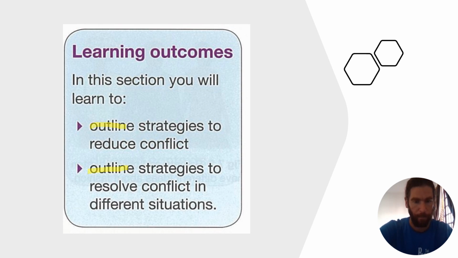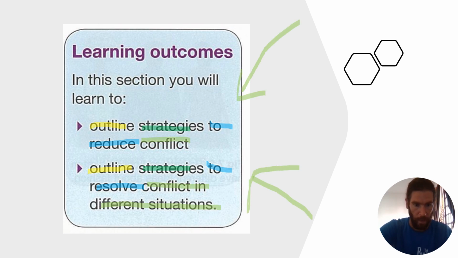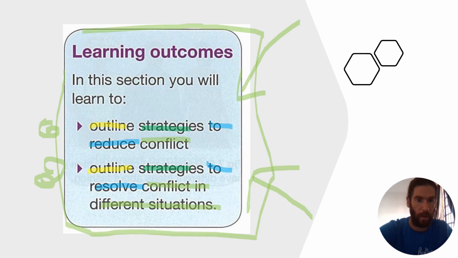Outline: less than explaining, less than describing, more than naming and identifying, is outline. What strategies to do what? To resolve or to reduce what exactly? Conflict in different situations. So look at these and make sure you keep this in the back of your mind while I talk about the topic of this video. Before you go study, before you watch this video, please absorb the learning outcomes that you can see very clearly here. Look at these two carefully first.